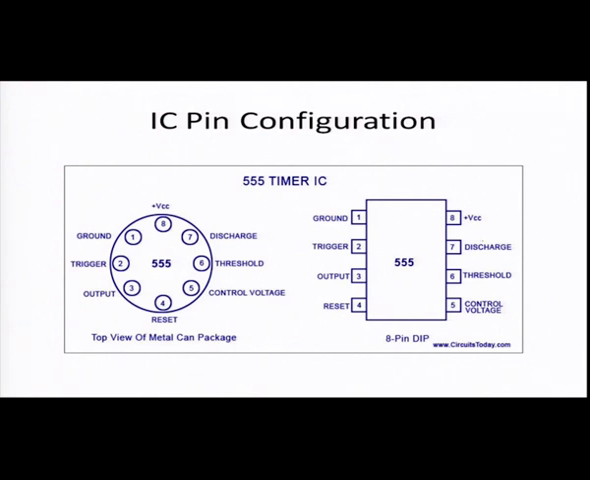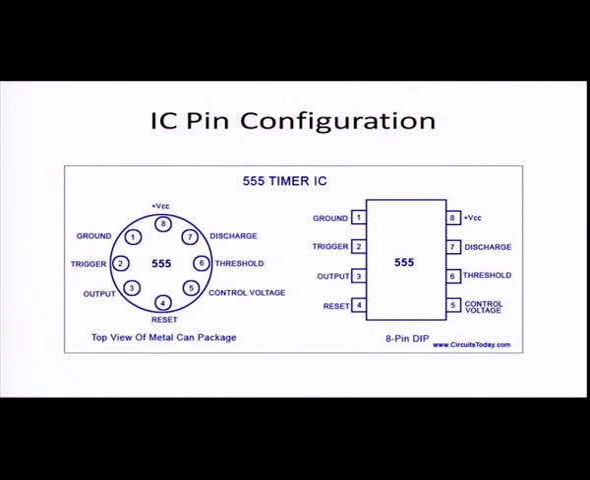In the pin diagram you can see the first terminal is ground, the second one is for trigger input, and from the third terminal you can take the output of the timer. Fourth is to reset the timer, and the fifth one is used to give control voltage to change the timing cycle. Threshold voltage is at the 6th pin and discharge at the 7th pin, and to the 8th pin you can give the supply voltage.